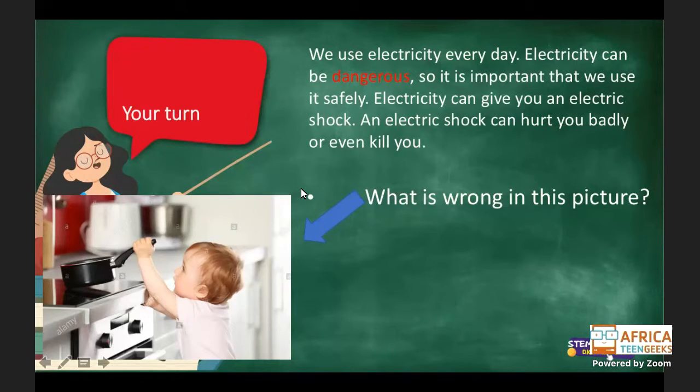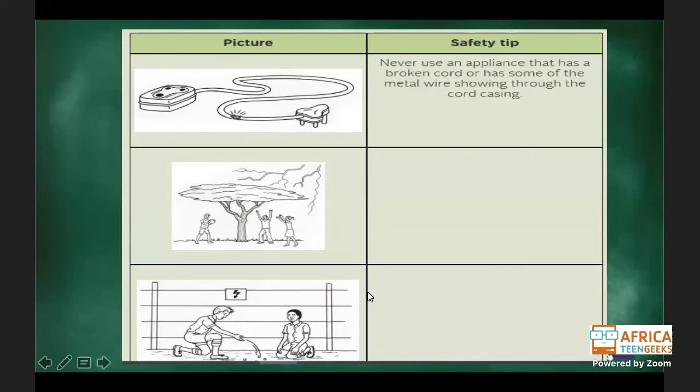Thank you so much, Akani. Uratile, yes. This is so dangerous because we don't know if this pot is holding a hot substance inside or what. Therefore, that is completely wrong. Good. Any safety tips for these people here?